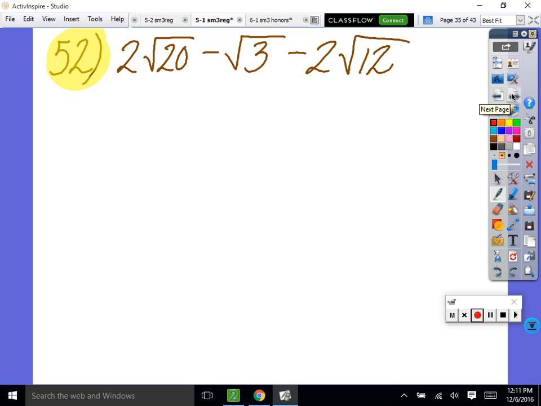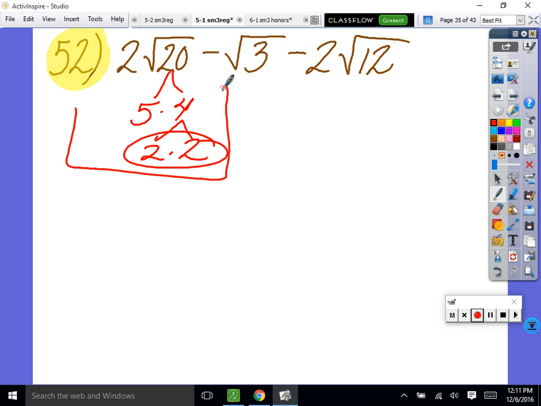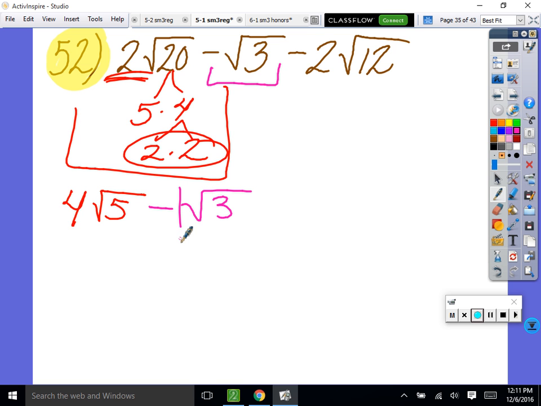Let's do this one. Looking at this one right now, can we add anything? Okay, let's simplify it. 20 breaks down into 5 times 4. 4 breaks down into 2 times 2. Pulling out groups of 2. 2 times 2 is? So this piece, I'm just focusing on that, is 4 square roots of 5, correct? We multiplied it to that too. Let's change colors, and we have this, and it doesn't simplify, so we have minus square root of 3, which is just really minus 1 square root of 3.